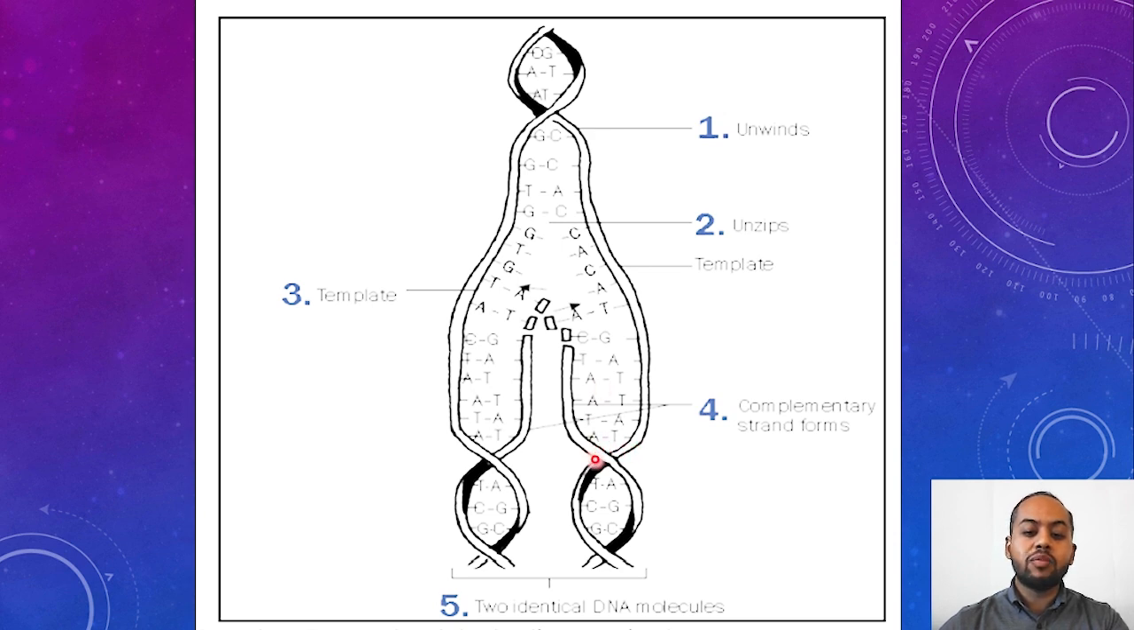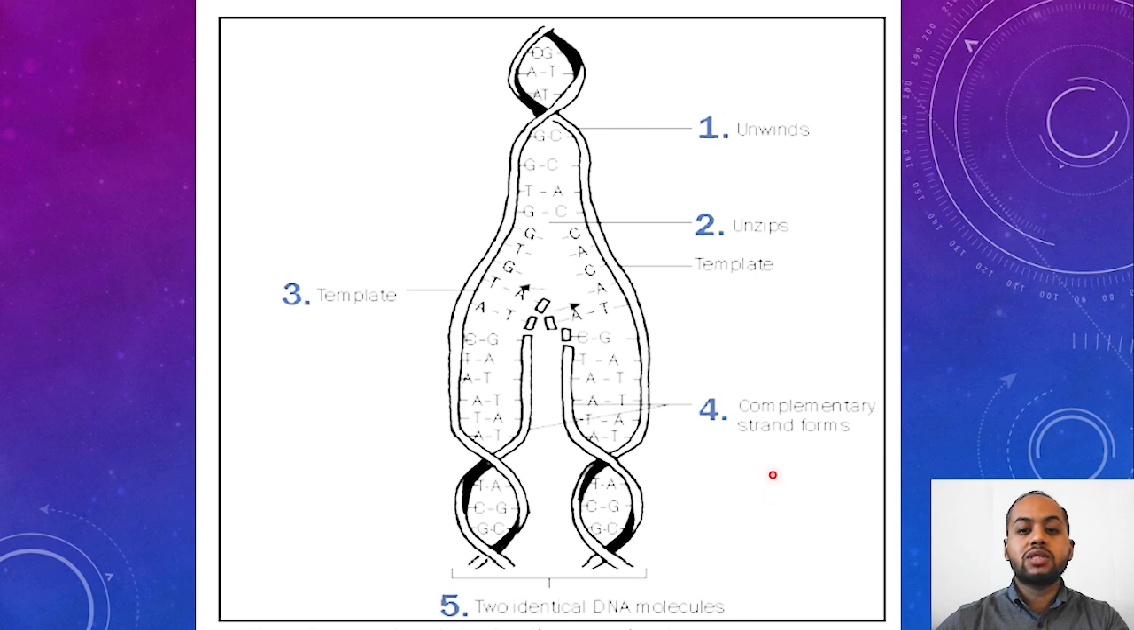The DNA molecules are now going to coil up again until they form their double helix structure. And at the end, you have 2 identical DNA molecules, and the one is the exact copy of the other. Originally you only had one DNA molecule at the start, but at the end of DNA replication, you have two identical DNA molecules.